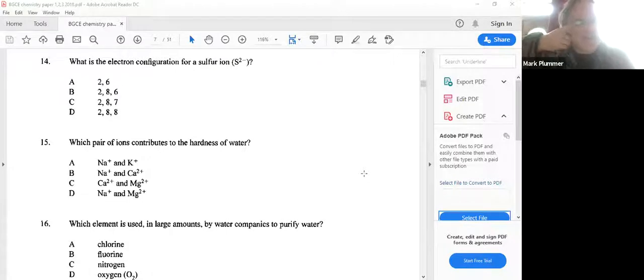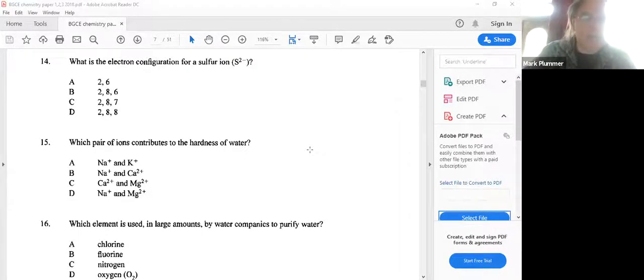Something that those of us who live in the UK know a great deal about, depending on where you live, is the hardness and softness of water. The answer to number 15 is C. Calcium carbonate, magnesium carbonate. These are the insoluble salts in water, or the salts that precipitate out of water. So the answer to 15 is C.